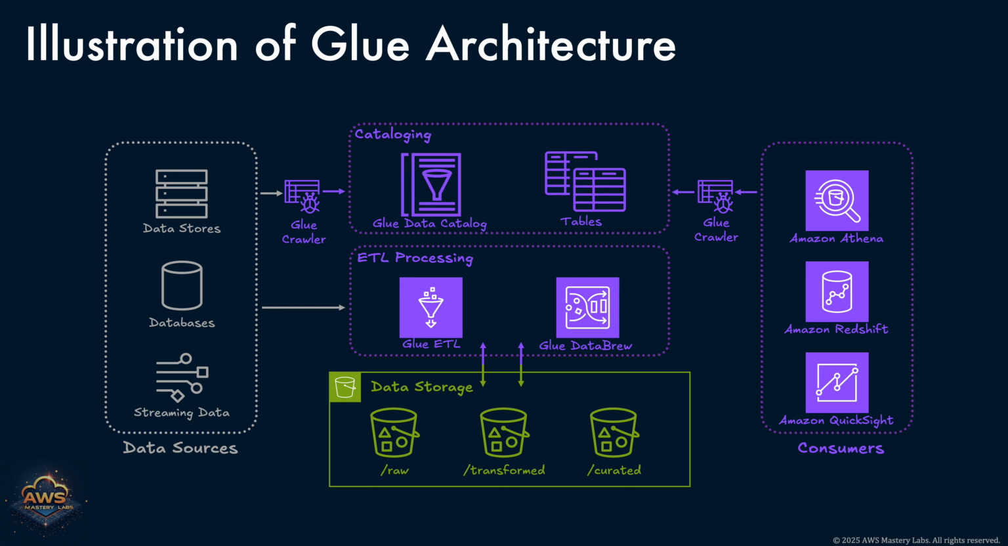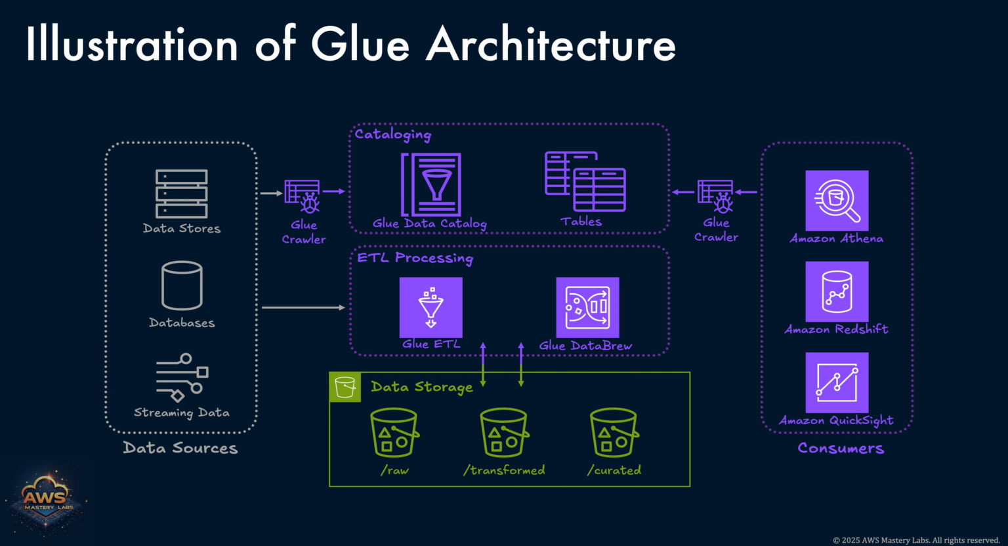With the data cataloged, it's time for transformation. AWS Glue ETL jobs take over, running serverless, scalable Apache Spark scripts to clean, enrich, and reshape your data. For those who prefer a visual approach, Glue DataBrew provides an intuitive, no-code interface, letting users interactively prepare and cleanse data without writing a single line of code. As data flows through these ETL processes, it's written to Amazon S3, organized into logical zones: raw data, transformed data, and curated data, each stage representing a higher level of readiness for analytics.